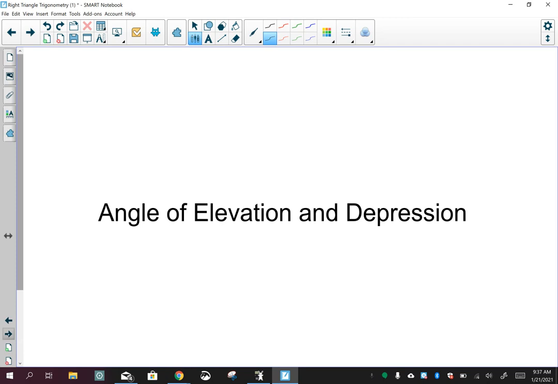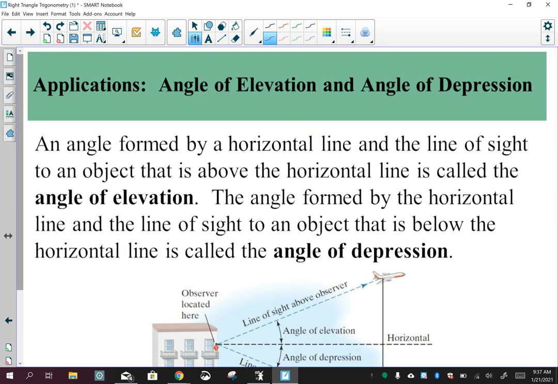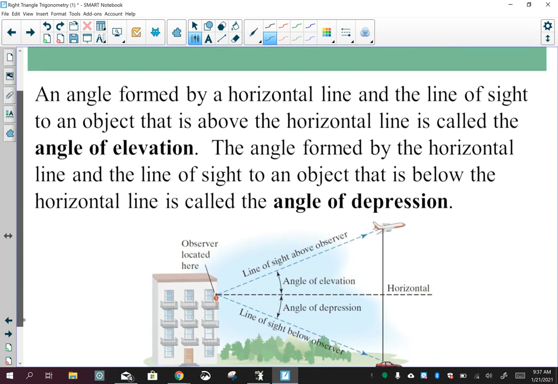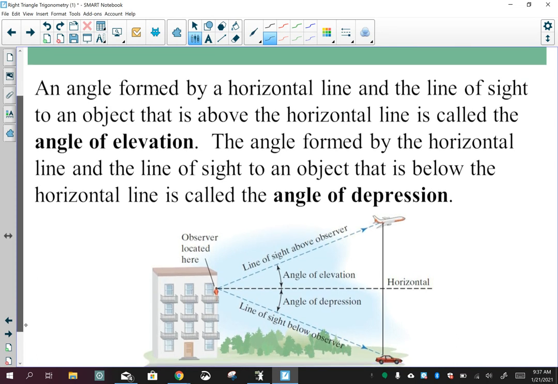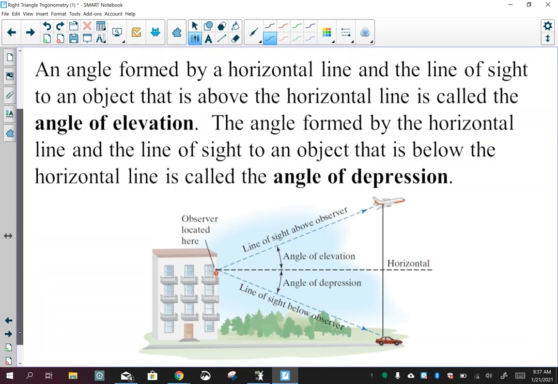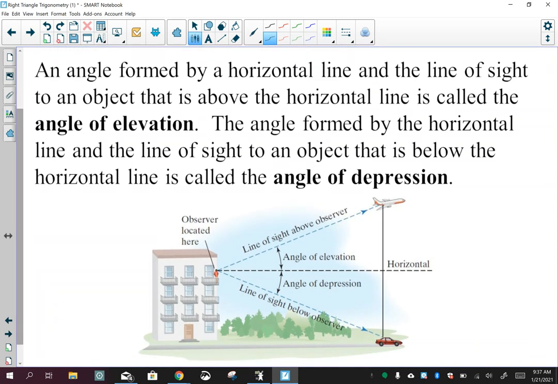So let's talk about angles of elevation and depression. When we go into applications of trig, you're going to have to understand if I'm looking for an angle of elevation or an angle of depression. What that means is basically your line of sight. If you're standing here, this is your line of sight. If I look straight across, that's horizontal.